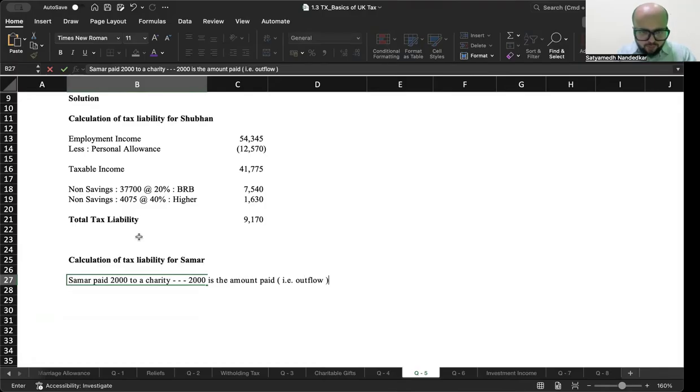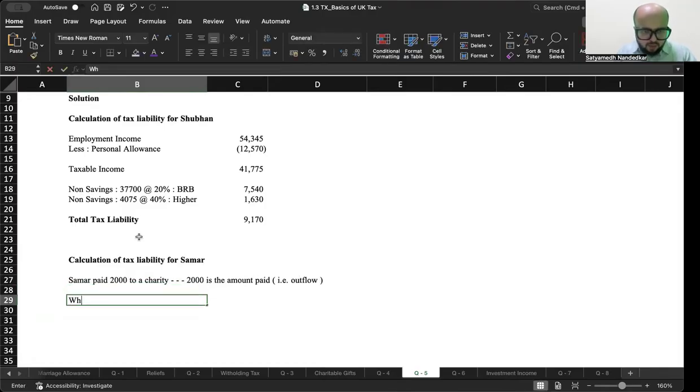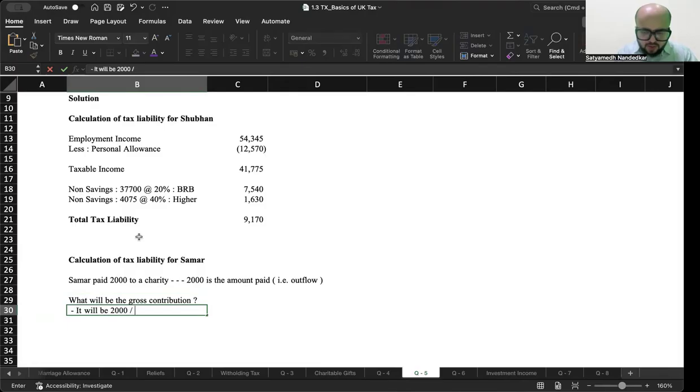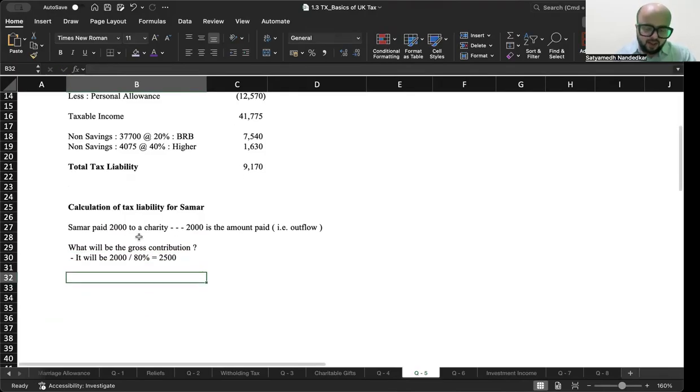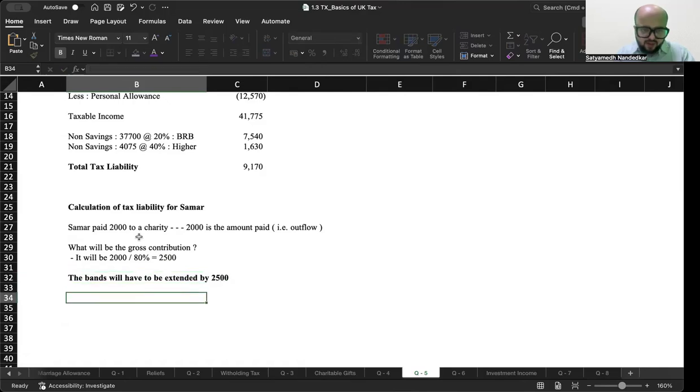That is outflow. Now, what will be the gross contribution? Gross contribution will be 2000 upon 80%, which is 2500. Okay. Now, the bands will have to be extended by 2500.